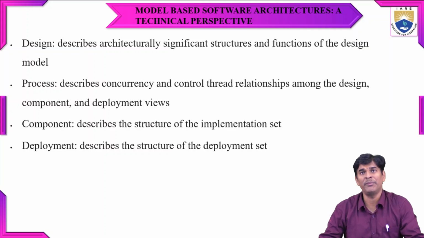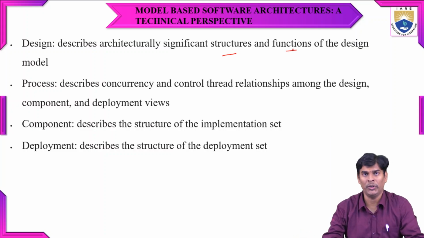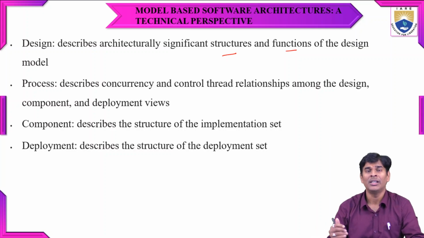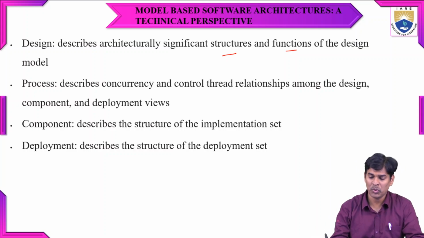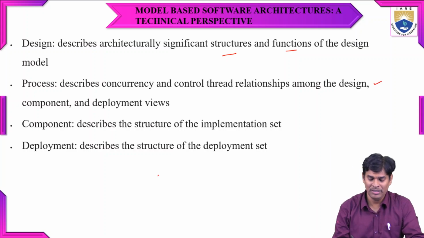So design view is mainly used for checking the structure and functionalities of the design model. What is the structure, how the structure will be there, the overall structure of the software architecture, and how the functionality works from one component to the other component, and also the process. The process is very important. We know that we can have one application, and the application we can call the process.